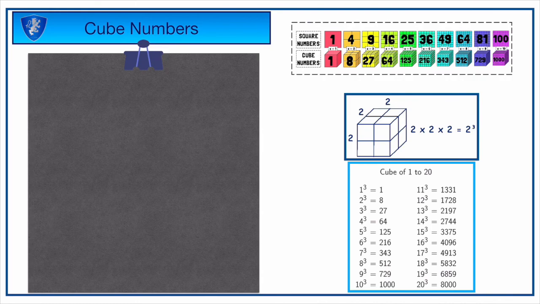And at the bottom here, we are given all the cube numbers. The cube of 1 is 1, the cube of 2 is 8, the cube of 3 is 27, and so on.